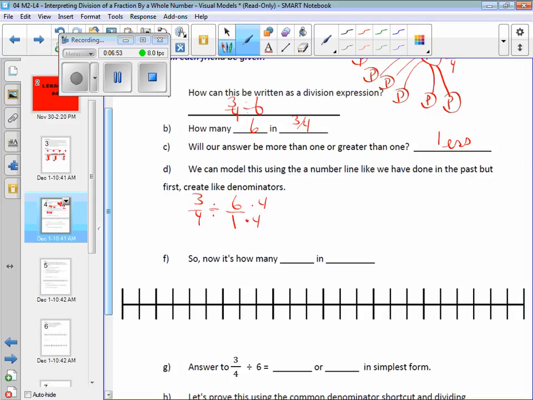Okay, so now I have still 3/4. There's not a whole lot of room here. Is there more room on your sheet? Because I don't remember. Okay, I need the equivalent fraction for 6/1 that has a denominator of 4.